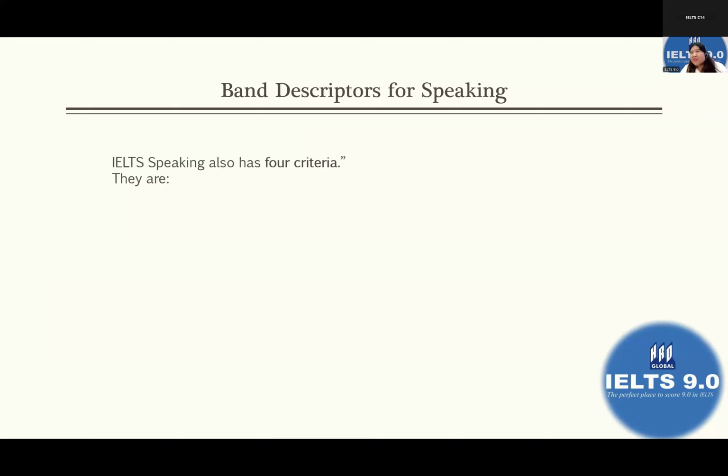IELTS speaking is also assessed using 4 official criteria. They are fluency and coherence, lexical resource, grammatical range and accuracy, and pronunciation. First, let's talk about fluency and coherence. This criterion measures how smoothly you speak and how well your ideas connect. For example, if you can speak continuously without long pauses, organize your ideas logically, and use linking words like first, because, and, for example, your score increases. Frequent hesitation or disconnected ideas will lower your band.